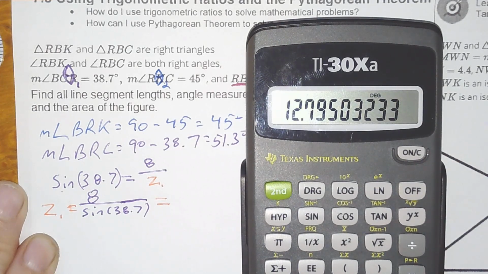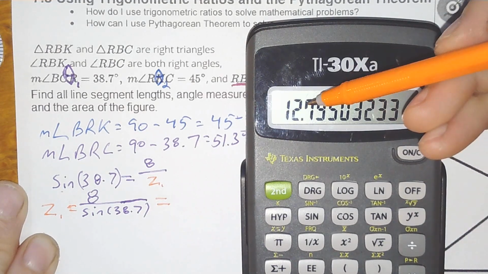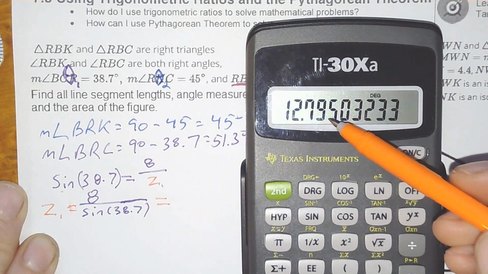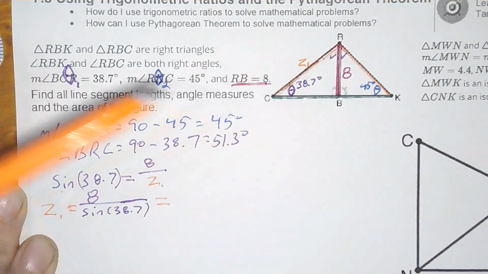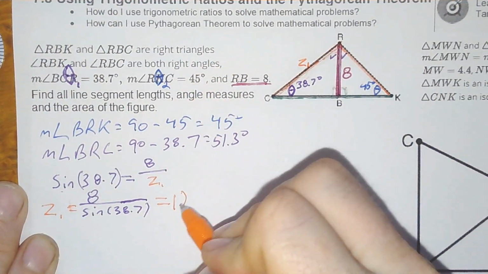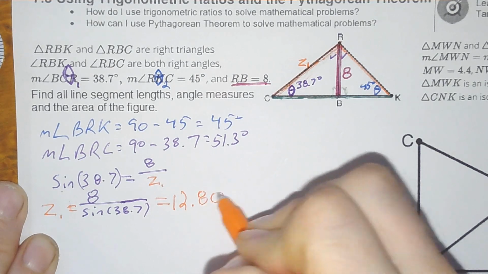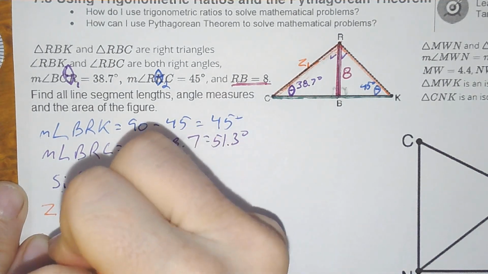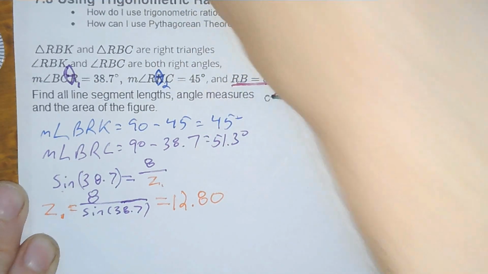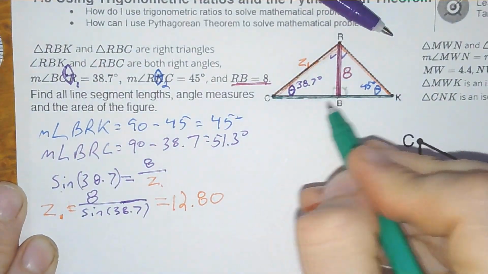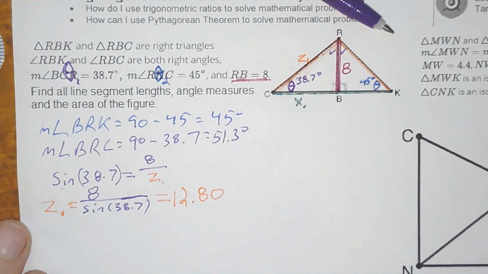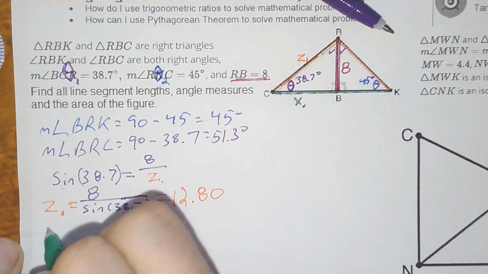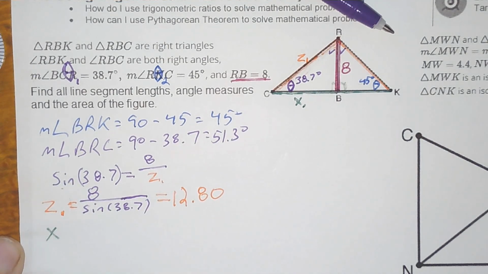12.795. We're going to round to the nearest hundredth, so rounding to the nearest hundredth would bump this up to 12.8. Okay, so z equals 12.80. So that's z1. So what is this, the CB here? I'm going to call this X1. Well, I can call that the cosine.